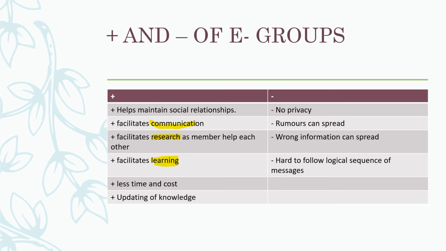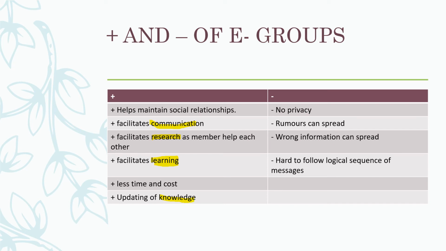For example, any WhatsApp group of your class. The information is given to all of you. There is a school administrator who is always giving information, and that acts as an authentic source of information. So, updating of knowledge: your knowledge is updated as soon as some new information is posted on the group.